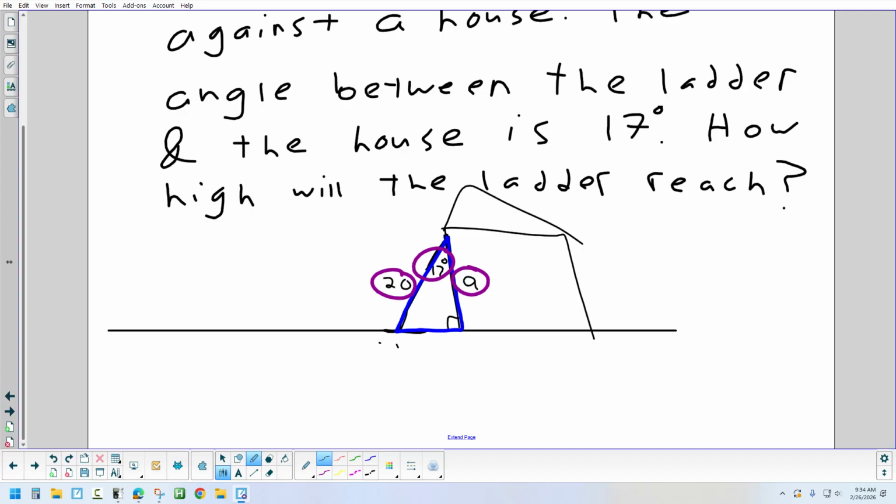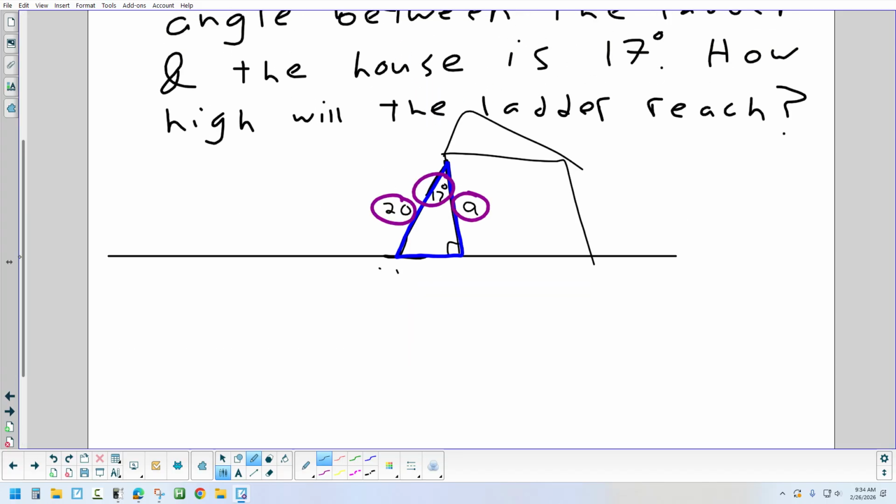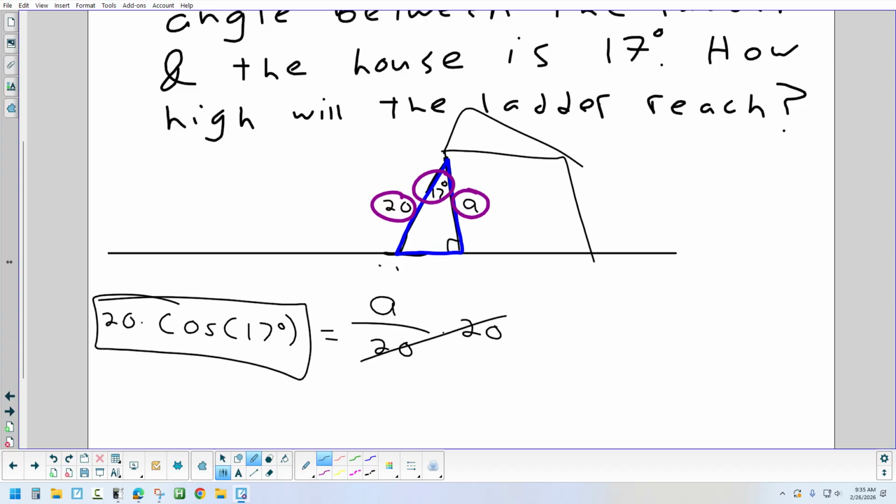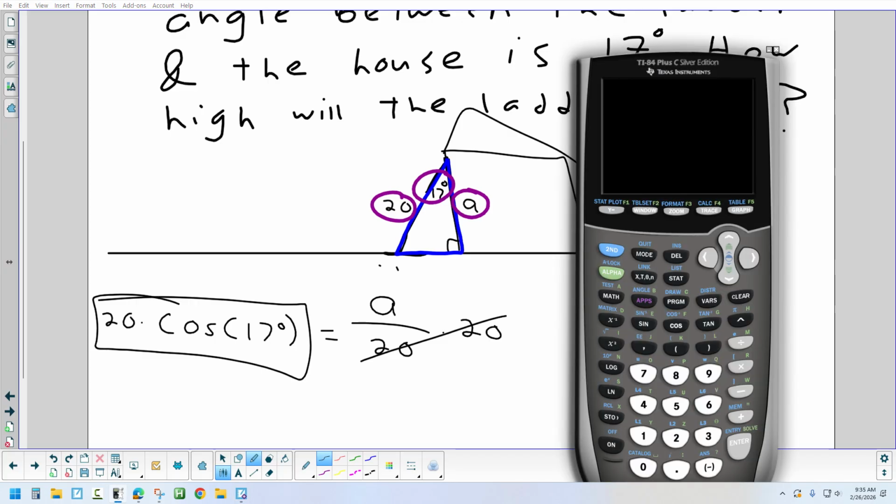Anybody know what trig function we're going to use? All right, let's try cosine. So it's cosine. I filled in the angle because that was what was given. And cosine would equal, what would your fraction on the other side be? A over 20. Adjacent over hypotenuse. And then what's the last thing we would do to get A alone? Multiply both sides by 20. Yep, multiply both sides by 20. And now we'll type that in, and that will tell us how high the ladder will reach.